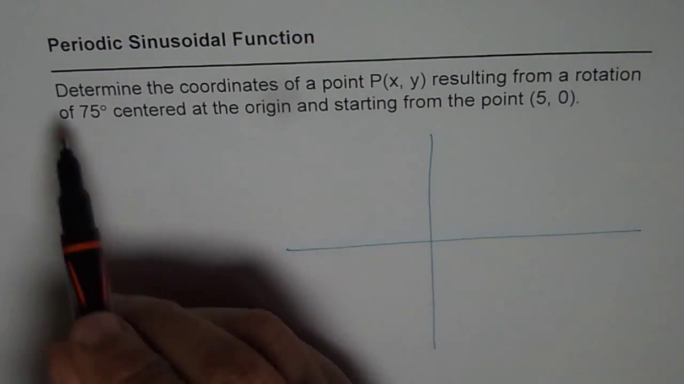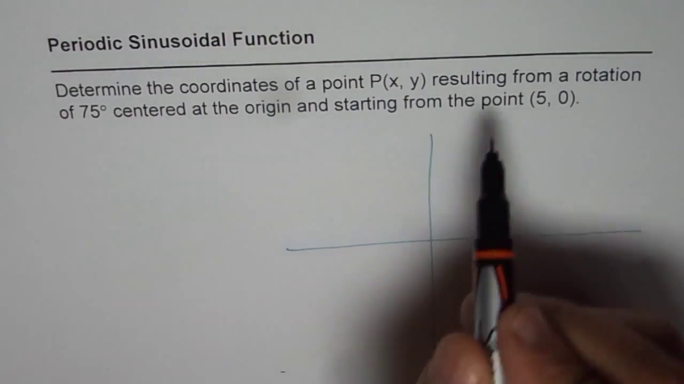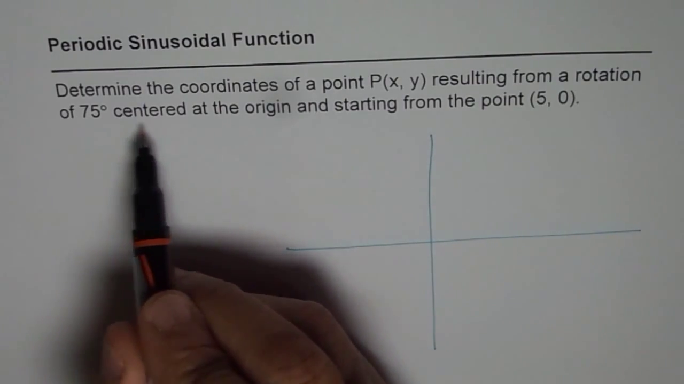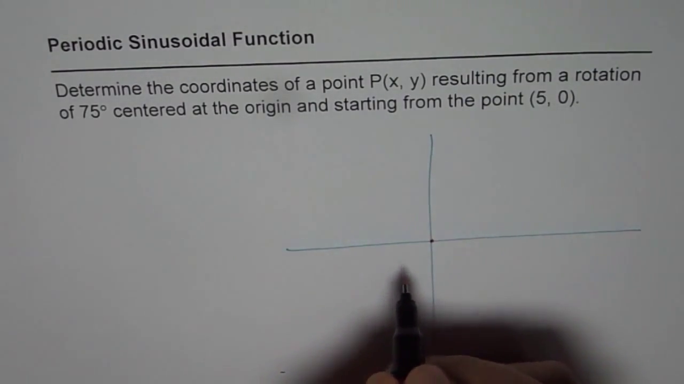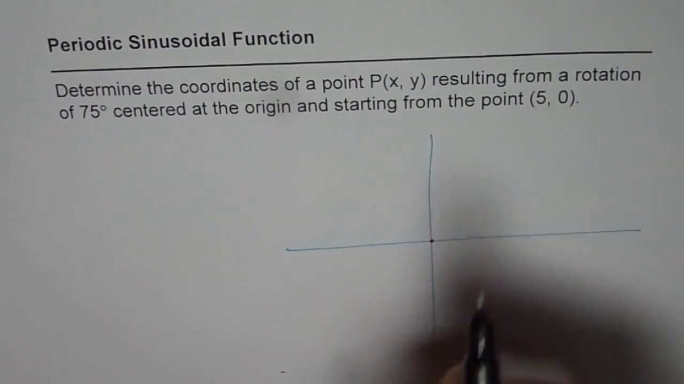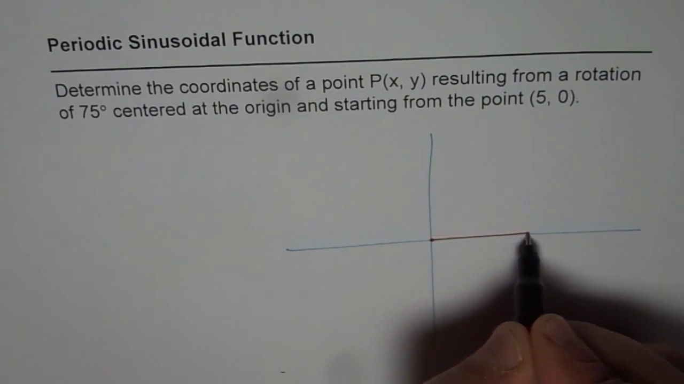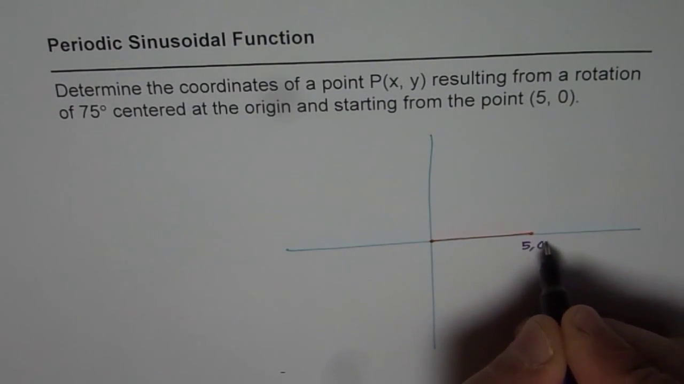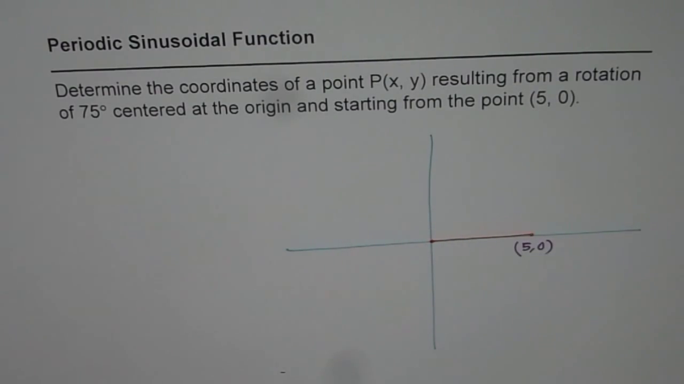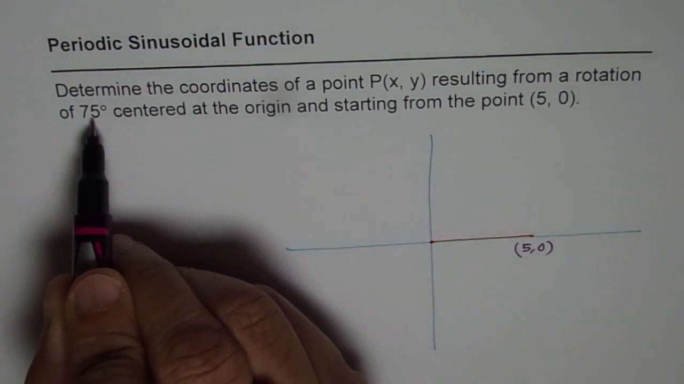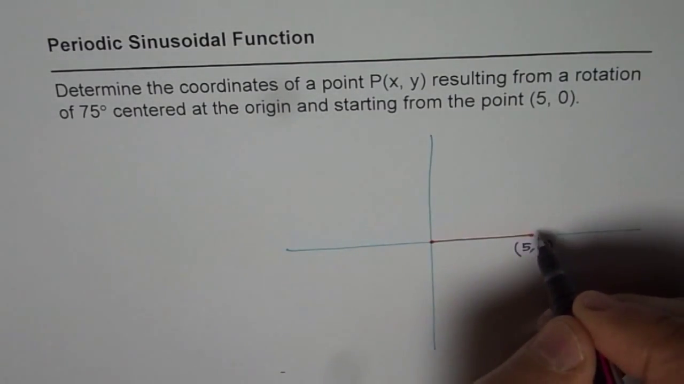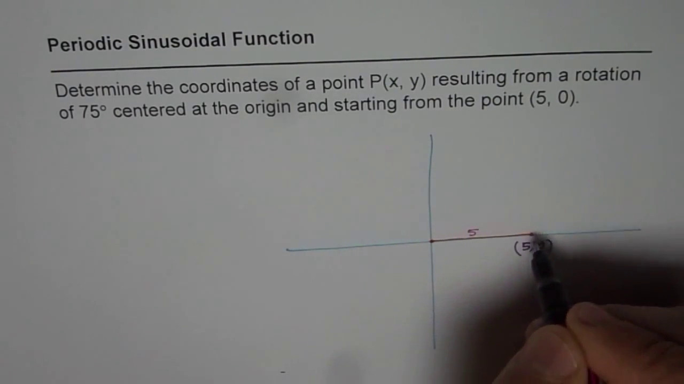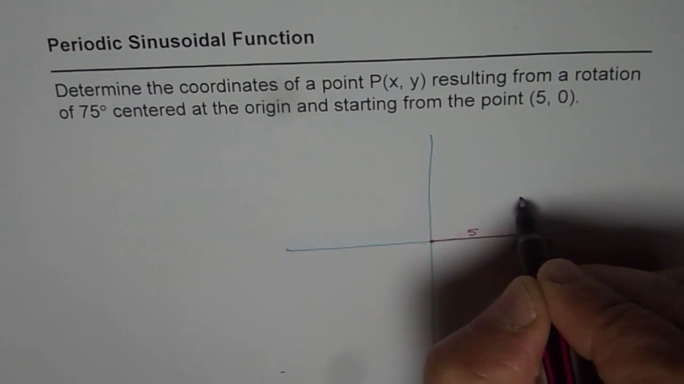So what we have here is that there's a point (x, y) which has undergone the rotation of 75 degrees centered to origin. That means centered to origin and starting from position (5, 0). So let us say that is the starting point and this position is (5, 0) for the point. And now it rotates through the angle of 75 degrees, right? So this is 90 degrees. So it is kind of rotating. So the arm length here is 5 units. Do you see that? Now it rotates kind of like this.